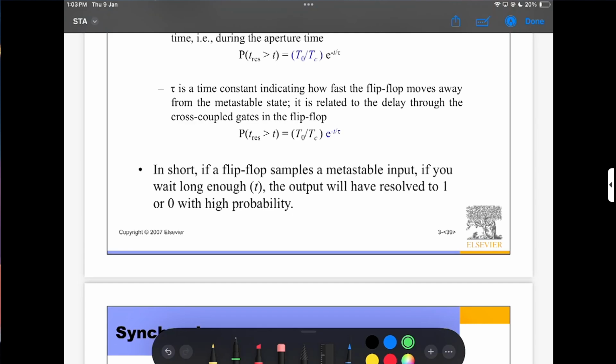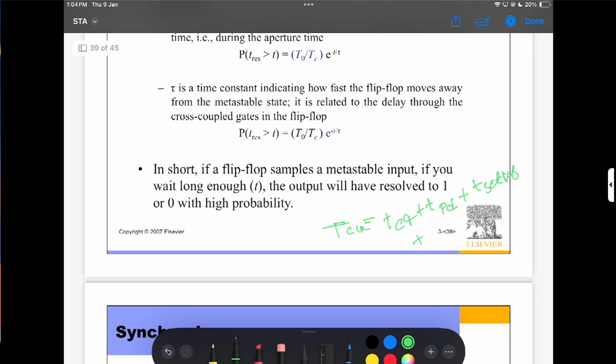So the clock period Tc equals what we already studied: Tcq, the clock-to-Q delay, plus Tpd, the combinational delay, plus Tsetup. Here I don't assume Tcq, because we assume that flip-flop 1 and flip-flop 2 get the clock at the same time, so Tcq is 0 plus some recovery time.